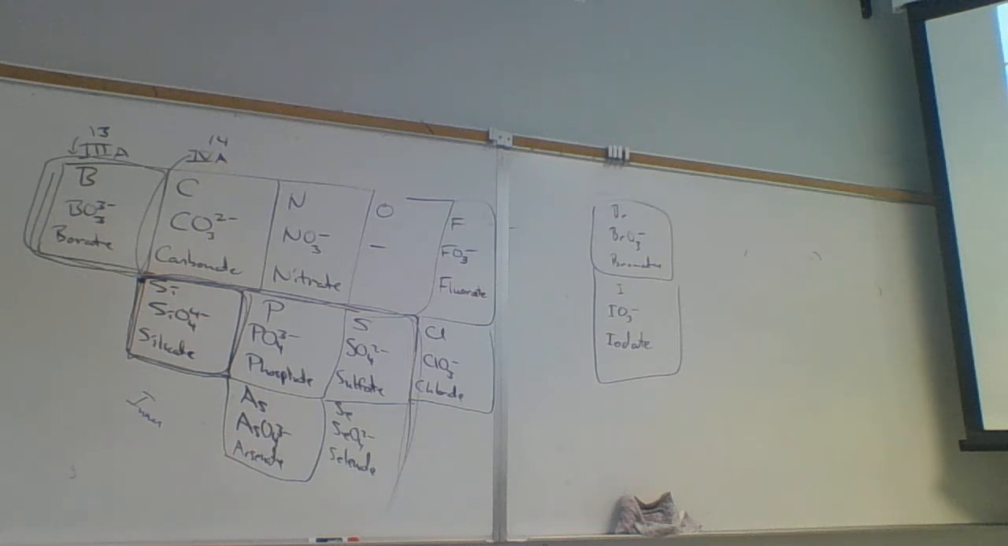The others that we just have to memorize outright are ones that end in ate that don't fit this pattern necessarily. And so common examples of that would be, this is a common ion, CrO4 with a 2 minus charge, it's called chromate. Cr2O7 2 minus is called dichromate. MnO4 minus, this is called permanganate.